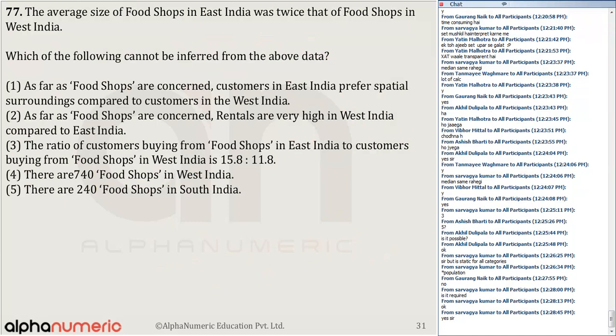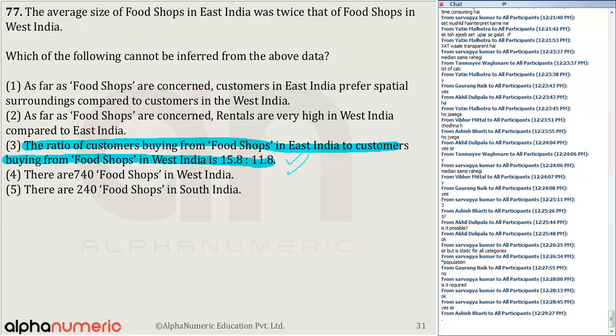Okay. Question number 77. The answer for this question is option number 3. Again, the same logic. It says the average size of food shops in East India was twice that of food shops in West India. But the third statement is the ratio of consumer. Again, it is talking about the number of food shops, but populations ke baare mein to we have absolutely no idea. So for to get this particular inference, we should have data which is talking about the number of customers. Theek hai, until we have data about the number of customers, we cannot infer this.